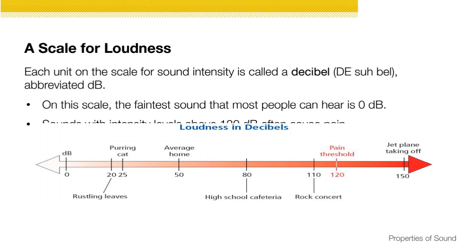Now, the units that we use are decibels, and you may have heard this before, but when we are measuring the intensity of a sound, we measure it in decibels. On the scale, the faintest sound that most people can hear is 0 decibels. And once you start getting above that 100 decibel line, that's when we can start causing pain to our ears. A high school cafeteria is considered to be somewhere around 80 decibels, which, if 100 starts to cause pain, means it's on the louder end.